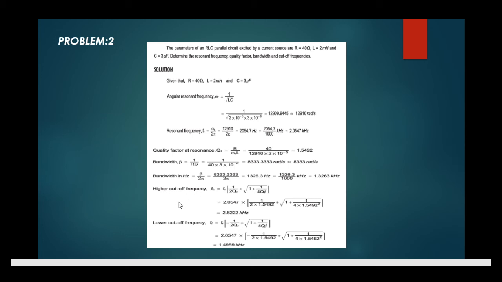Okay, so cutoff frequencies also, you have got two cutoff frequency. One is higher cutoff frequency, other one is lower cutoff frequency. FH. So the formula in terms of quality factor is written. So just substitute the values there. You get the answer as 2.8222 kilohertz. And FL, that is lower cutoff frequency also, just substitute in the correct formula, where the only difference in these two formulas is a minus sign here. Okay, so if you substitute the correct values, you just get the final answer of FL as 1.4959 kilohertz.